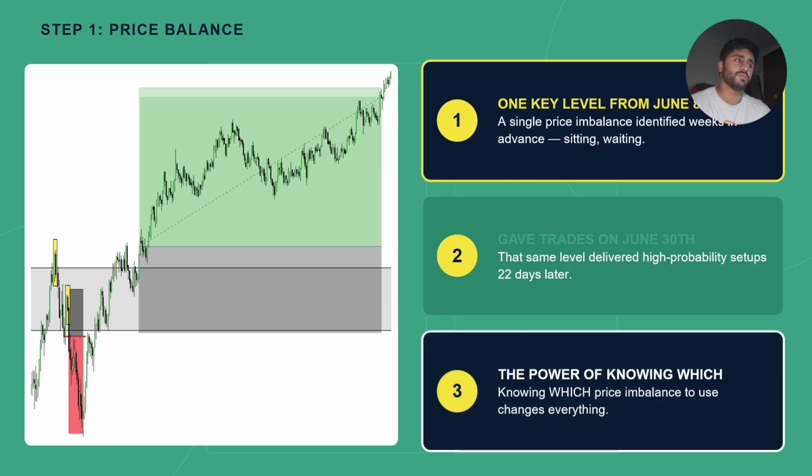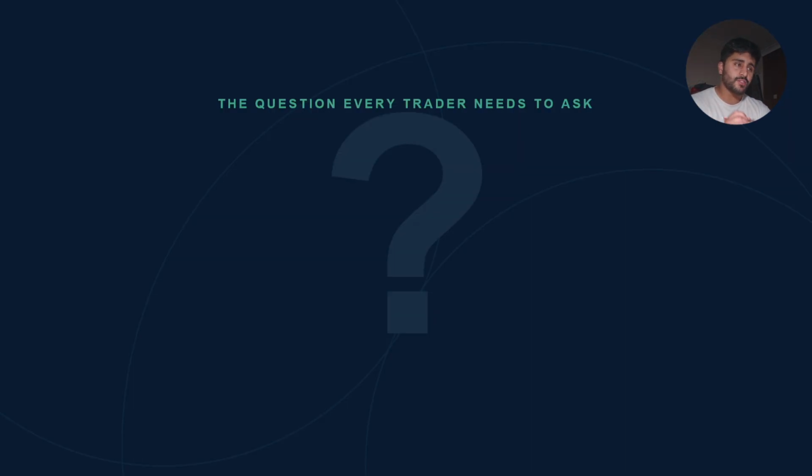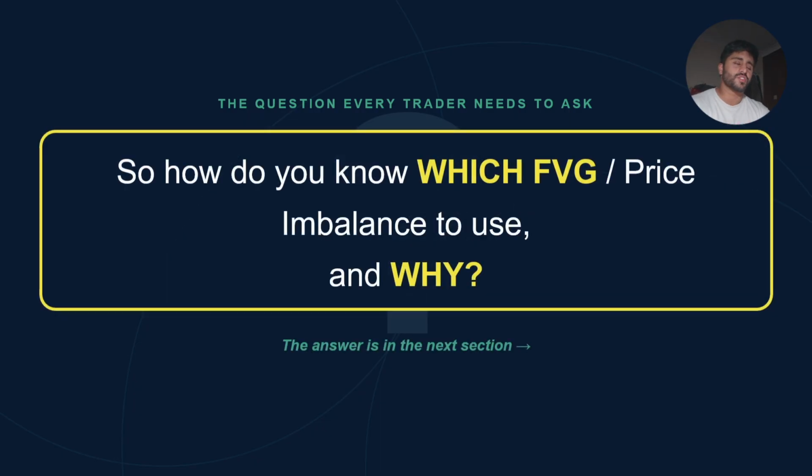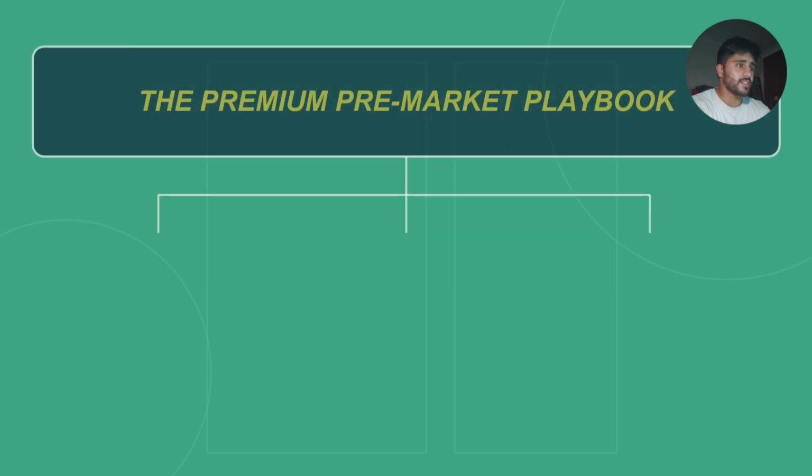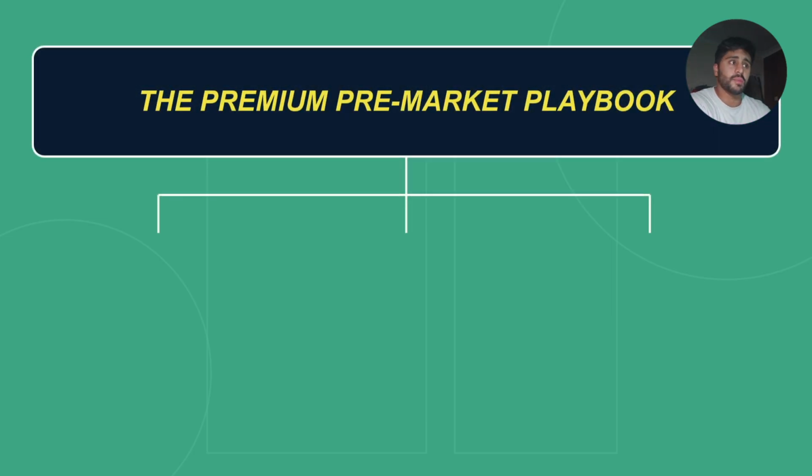And now the question becomes, how do I know which price imbalance or fair value gap to choose? How do I know which one to choose from? This is what everyone watching needs to ask: how do I know which price imbalance to use, right? This is the question I get the most. Which FVG / price imbalance should I use? Which one should I use? And more importantly, why?